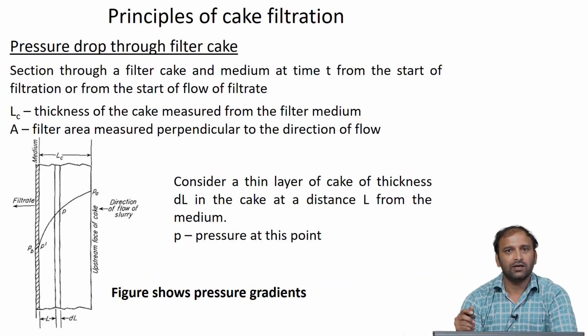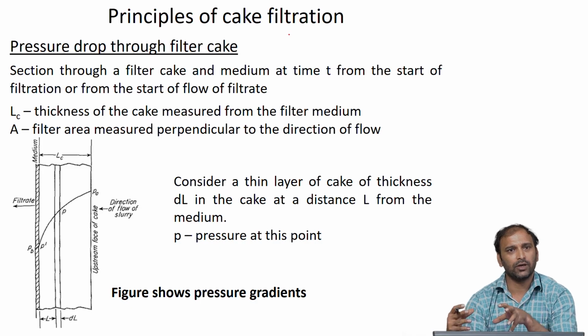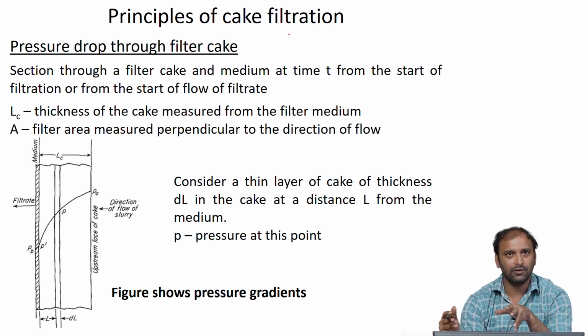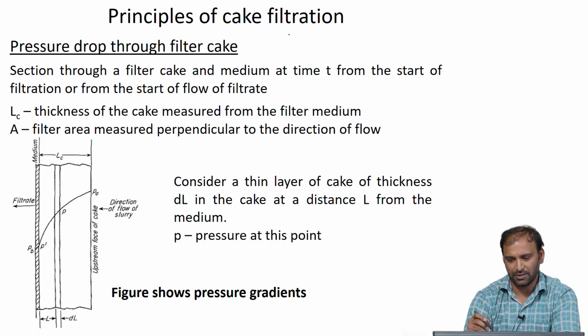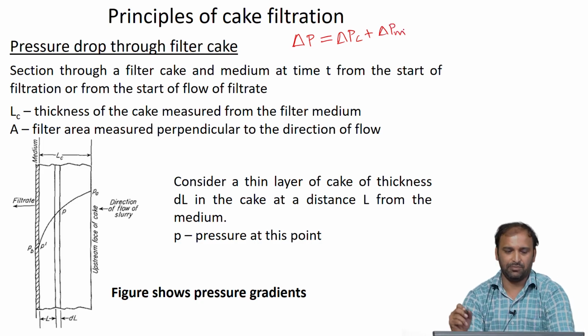Okay, so in the last class we learned that in cake filtration, the liquid flows through two resistors that are in series. That means initially the fluid is flowing through a filter cake, plus it is also flowing through the filter medium, and we learned that the total pressure drop delta P is equal to the summation of the pressure drop across the filter cake plus the pressure drop across the filter medium, right?